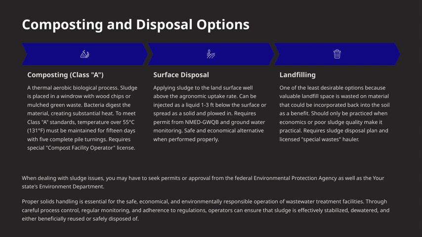Throughout this process, it's important to remember that dealing with sludge often involves obtaining permits or approvals from federal agencies like the Environmental Protection Agency, as well as your state's Environment Department. Proper solids handling, through careful process control, regular monitoring, and strict adherence to regulations, is key to running wastewater treatment facilities safely, economically, and responsibly. By doing so, we can ensure that sludge is stabilized, dewatered, and either reused beneficially or disposed of safely, protecting both public health and the environment.